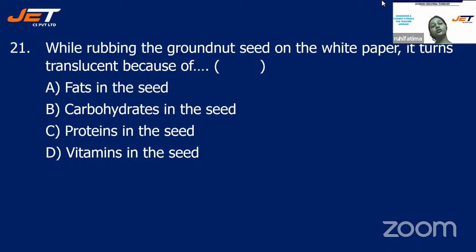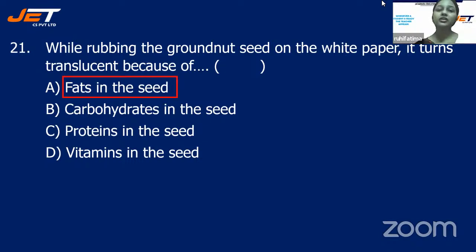Okay, we have the next question. While rubbing the groundnut seed on the white paper, it turns translucent because of dash. Fats in the seed, carbohydrates in the seed, proteins in the seed, or vitamins in the seed. Come on, students. Answer me quickly. We discussed this test. The correct answer is fat in the seed.